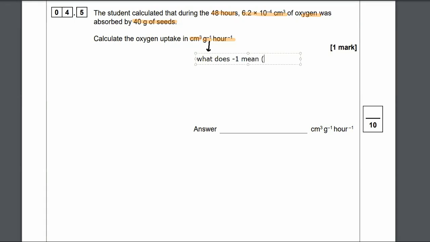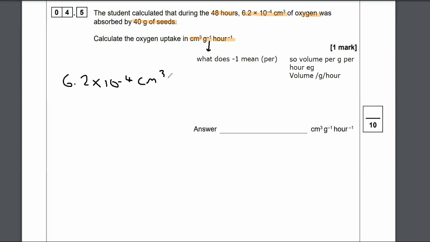Now, at GCSE, instead of writing to the minus 1, we just put a diagonal line. So this is just saying centimeter cubed divided by grams divided by hours. So calculate the oxygen uptake in centimeter cubed per gram per hour. So this actually gives you, the unit gives you the answer. They've given us the volume of oxygen, which is 6.2 times 10 to the minus 4. We just need to divide that by the grams and then divide it by the hours.